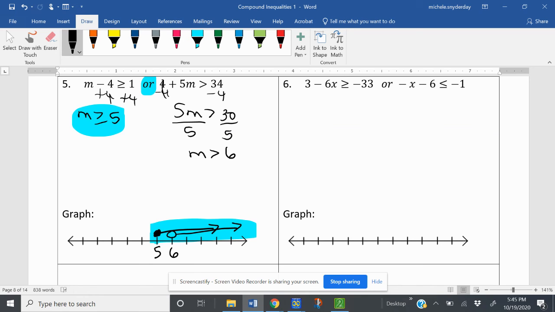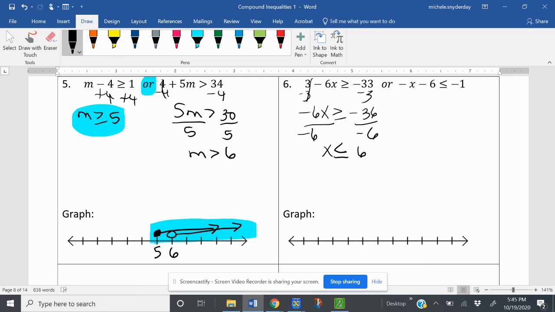Last but not least, here we go. 3 minus 6x is greater than or equal to negative 33. The opposite of a positive 3 is to subtract 3. We've got negative 6x is greater than or equal to negative 33 minus 3, which is a negative 36. Divide both sides by a negative 6. Remember, we just divided by a negative number, so flip that inequality around. And a negative divided by negative is a positive, and 36 divided by 6 is 6.